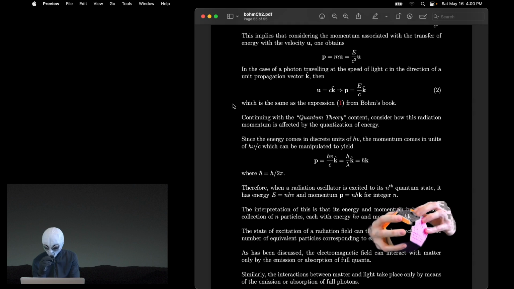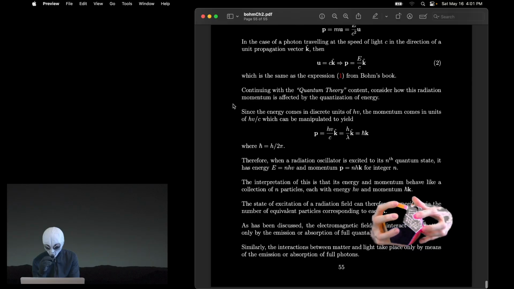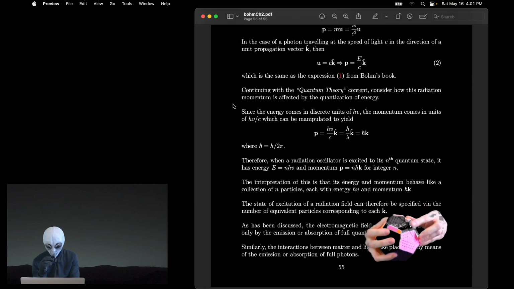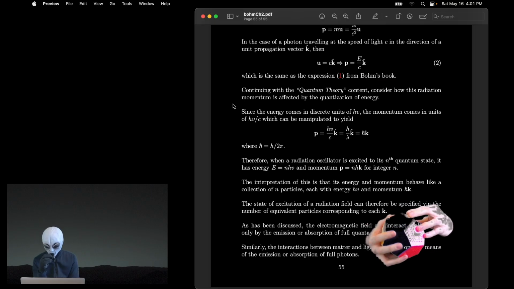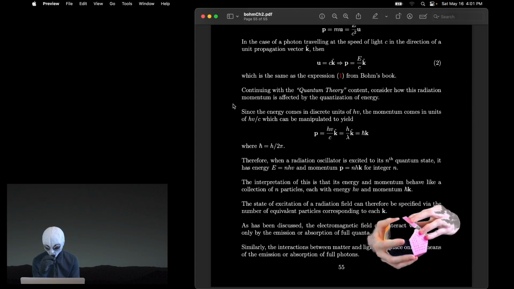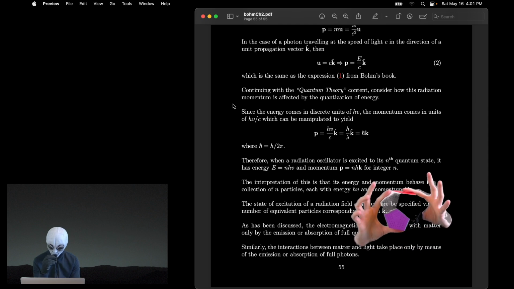Continuing with the quantum theory content, consider how this radiation momentum is affected by the quantization of energy. Since the energy comes in discrete units of h times v, the momentum comes in units of h times v over c, which can be manipulated to yield that the vector p equals hv over c then times k hat, which equals h over lambda times the vector k hat, which equals h bar times the vector k, where h bar equals Planck's constant h divided by 2 pi.